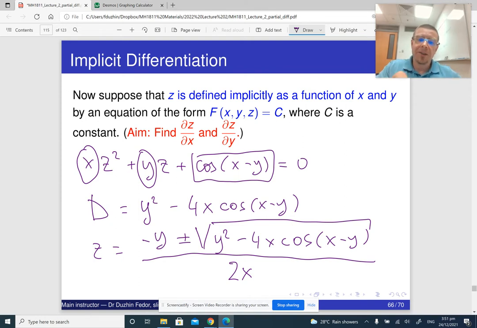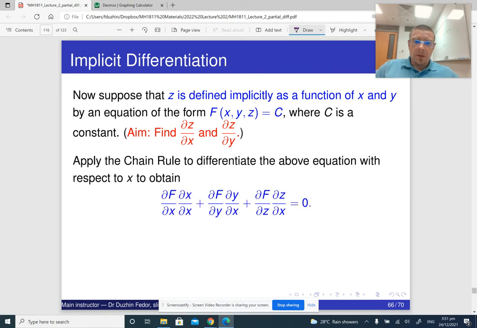So, a very simple example. What if I wrote z to the 5 instead here, right? Then we couldn't solve it for z, but still there is a relation between x, y, and z, and since there is a relation, essentially we can think of z as a function of x and y. The idea here is, what if we want to find the derivatives of z with respect to x and y without solving the equation? And here is how we can do it.